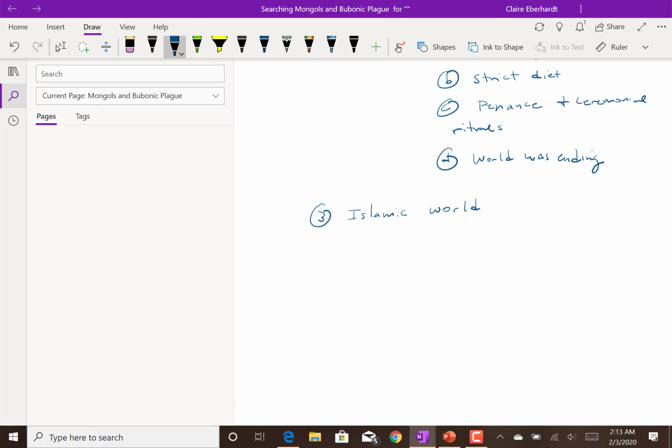And it broke out in a couple different areas. One of the ways that it spread in 1347 had to do with early germ warfare, which the Mongols participated in.